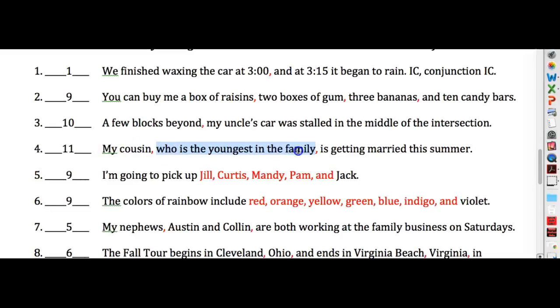So you'll see that "who is the youngest in the family" is actually a dependent clause. It is not necessary, and therefore we do use the commas on either side of it. Number 5 and number 6 are both series. So we want to put a comma after each of our names here. These are proper nouns. And in number 6, we want to put a comma after each of our color words, which are always adjectives.